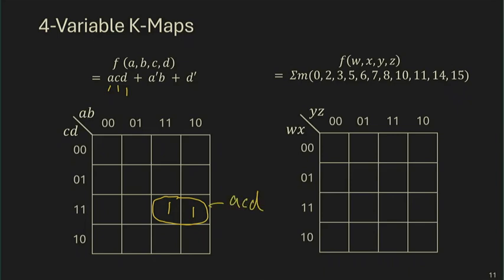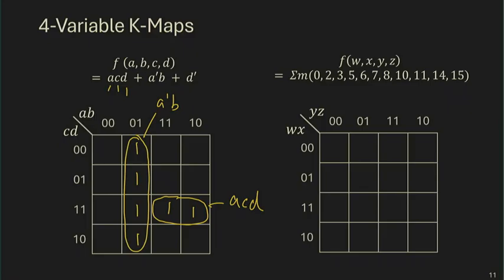And secondly, A prime B. That's easier to see. AB sits on one side of the table. So A prime B is A equals 0, B equals 1. So I can put down a row of 1s over here. And this is A prime B.